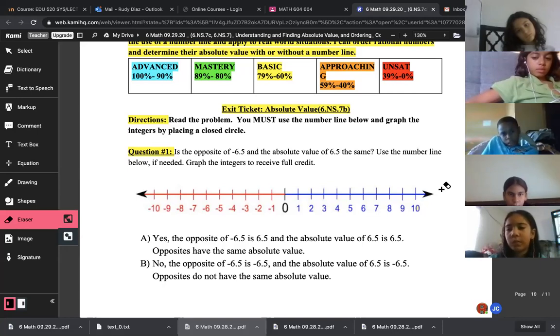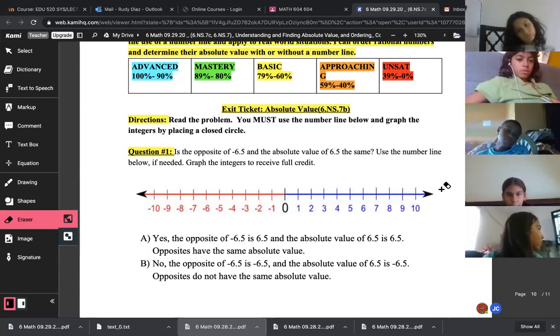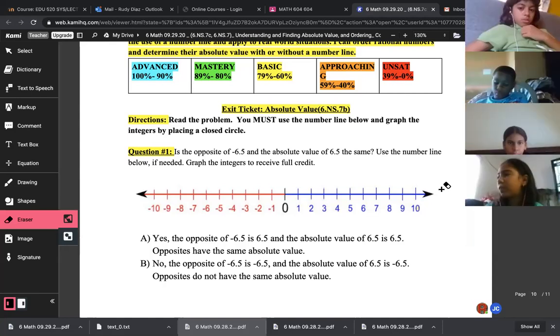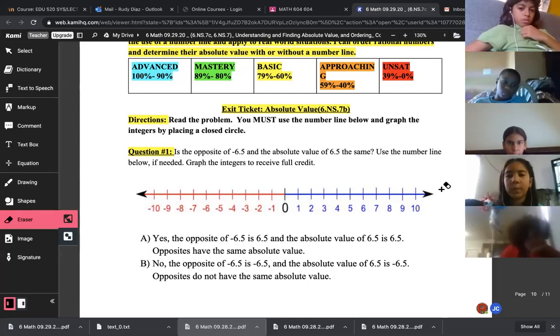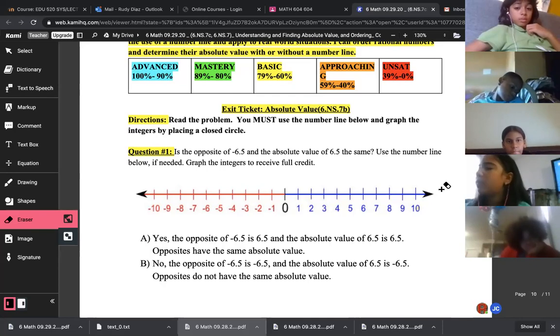Right. So clearly, if you graph -6.5 and +6.5, you would count and they are the same. If you were to graph 6.5, which is in between 6 and 7, and if you graph -6.5, it's in between -6 and -7, they have the same distance. So the answer would be they have the same distance from 0, which means they have the same absolute value. So you would pick A.